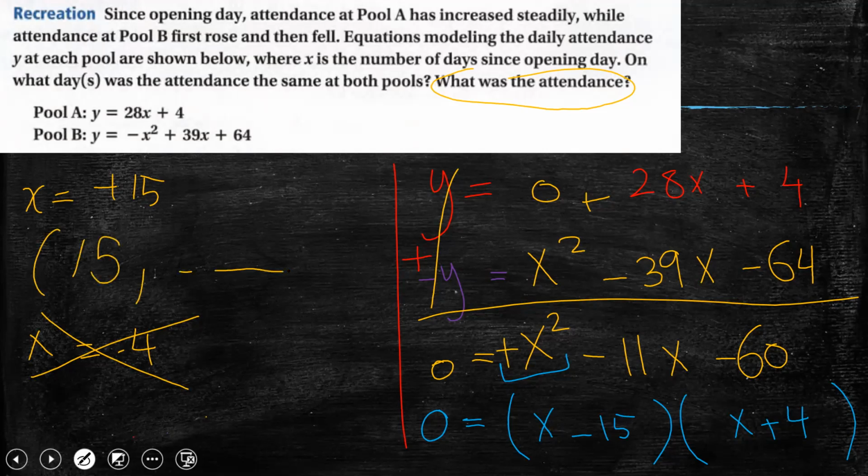I need to find y. This y is the number of attendance that will be the same in pool A and pool B. Choose any equation you want. Choose pool A. You will say 28 times 15 plus 4.